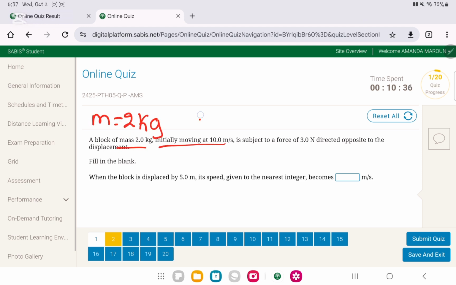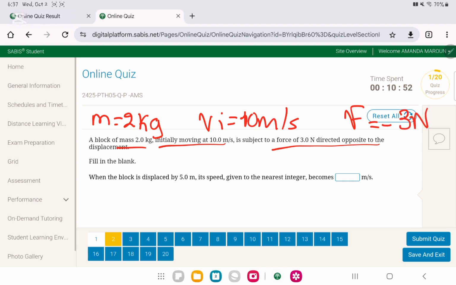Initially moving, so velocity initial is 10 meters per second. Okay? Then it is subject to a force of 3 newtons. So force is 3 newtons in the opposite direction, so it's going to be negative 3 newtons. The displacement: the work is displaced by 5 meters. So the distance or displacement is 5 meters.